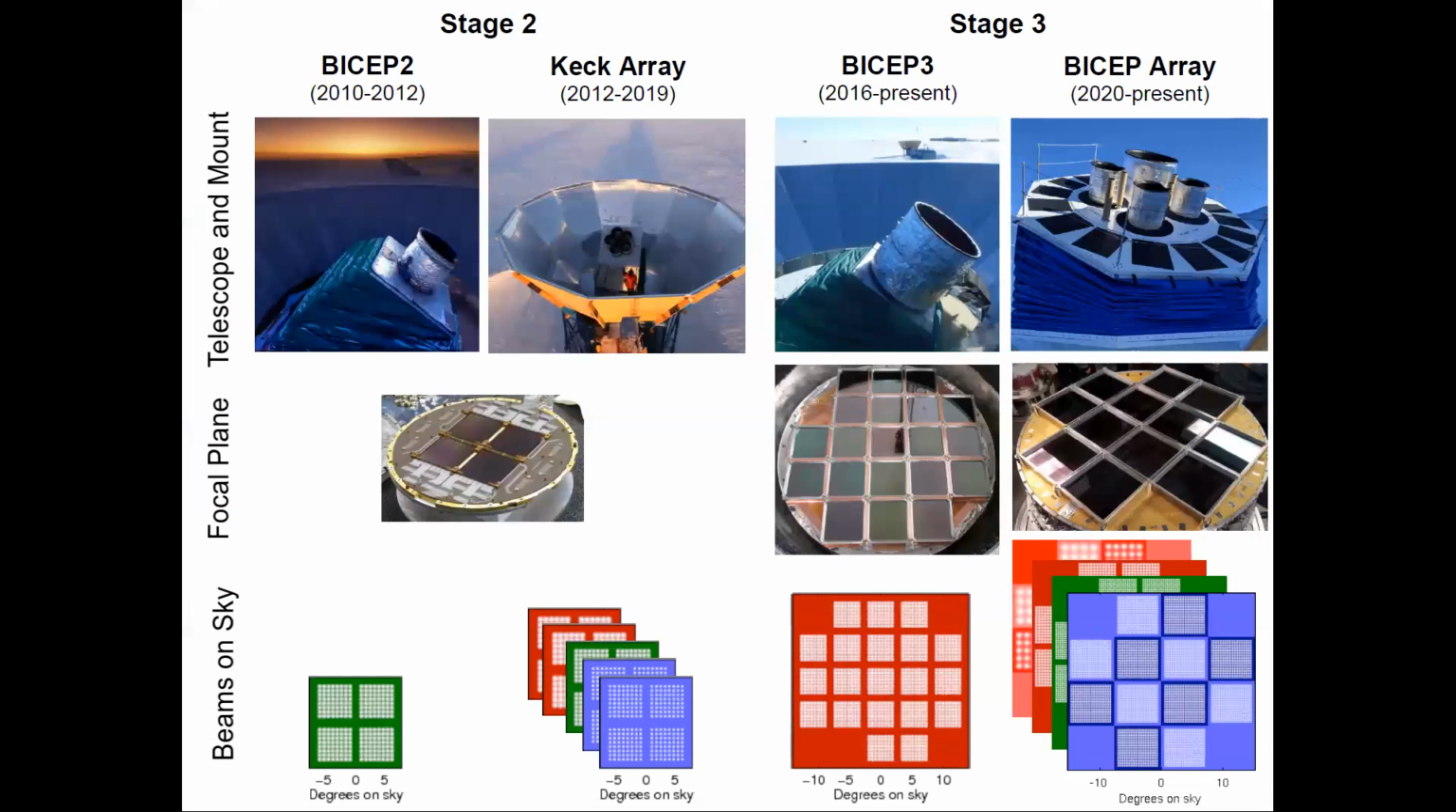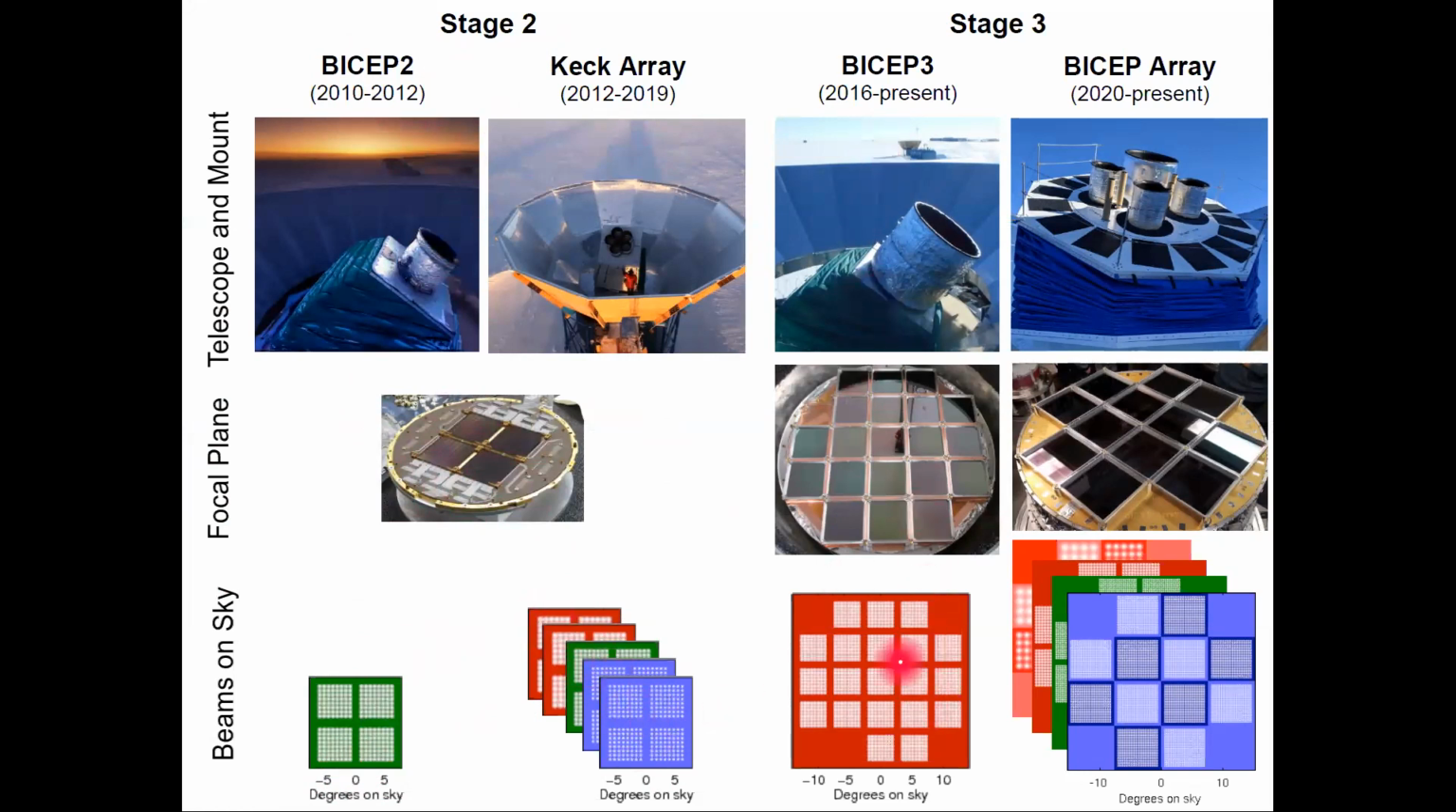We've had, as I said, this series of experiments. We had the so-called stage 2 experiments, BICEP 2 and Keck Array. These were the smaller focal planes with a smaller number of detectors, shown schematically on the bottom here. BICEP 2 was just a single frequency. Keck Array was multi-frequency: 95, 150, 220.